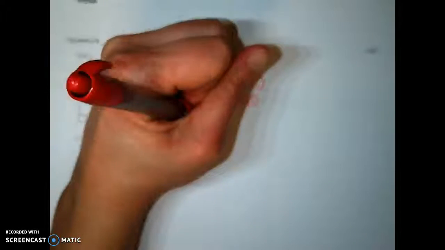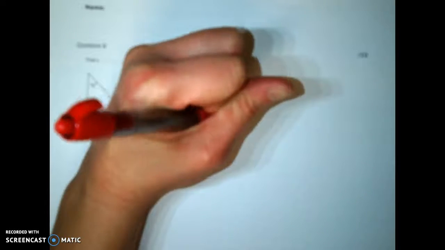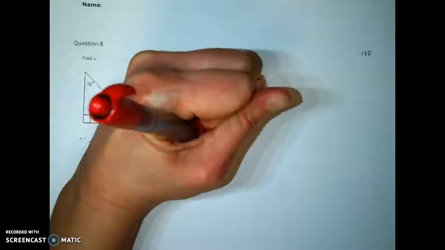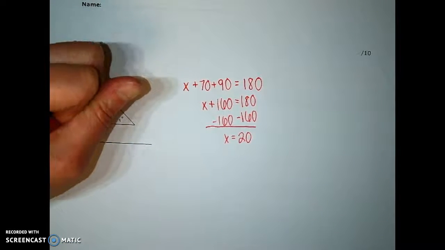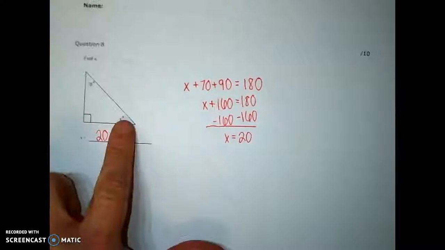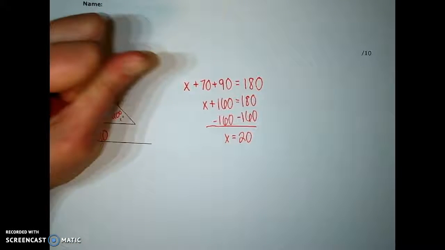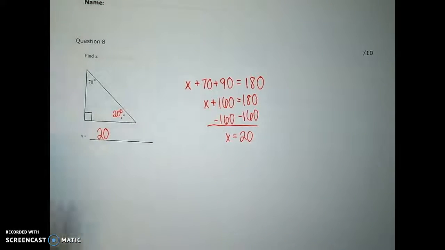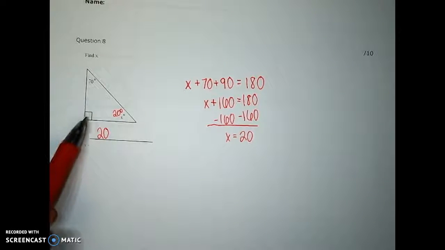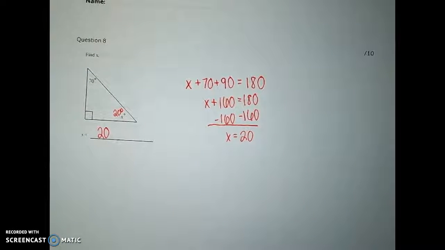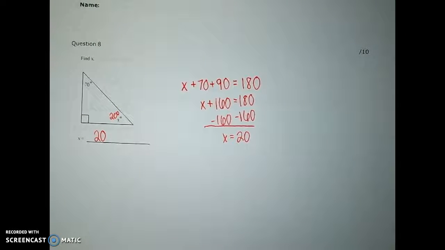To undo addition, I subtract, and that gives me x equals 20. So I see that my missing value, x, is 20, and that's my angle measure because it says x degrees. And to double check it, we want to make sure all of our angles add to 180. 20 plus 70 gives me 90, plus another 90 will give me 180 degrees, so I know that I didn't make a mistake.